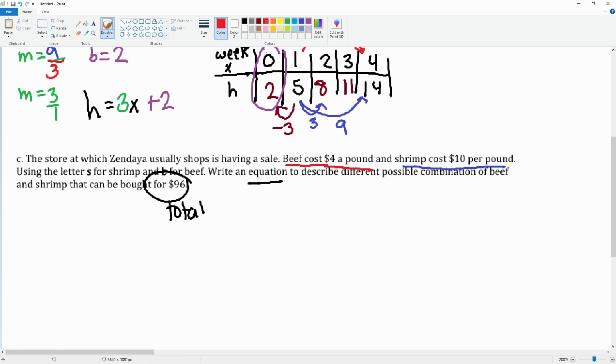So beef is B, and that is $4 per pound. So 4B plus we have $10 per pound of shrimp. 10S. That's going to be equal to the total of 96. There you go. This equation for C is in standard form. It's not in y equals mx plus b. There is no slope. There is no y-intercept. It's just an item per something and an item per something else. Okay?